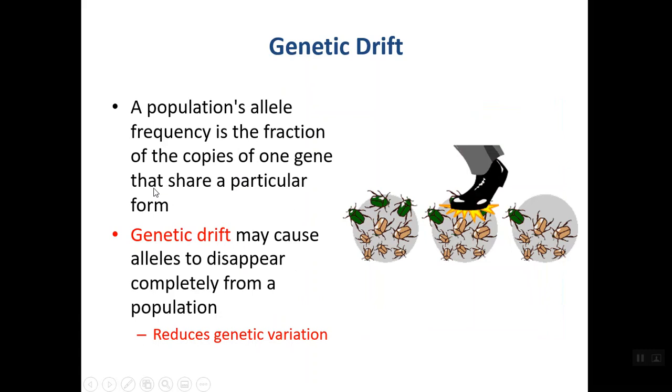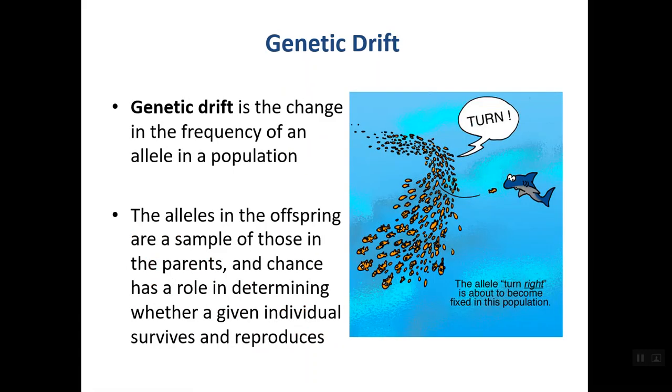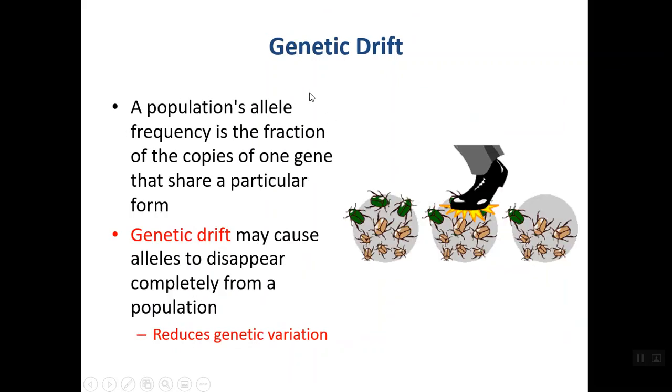Let's look at the main two types of genetic drift that can happen. Just to give you an idea, most of the time genetic drift can happen if the population size is very small.